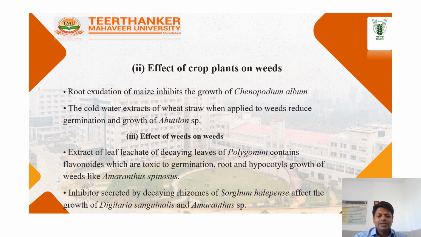Extract of the leaf of the organism is toxic to germination, root, and growth. Weeds like Amaranthus spinosus. Inhibitor secretion from the rhizosphere of sorghum affects the growth of Digitaria and Amaranthus species. So here you see the effect of the crop on the weed plant, meaning the allelopathic effect of those crop plant secretions on the weed plant.